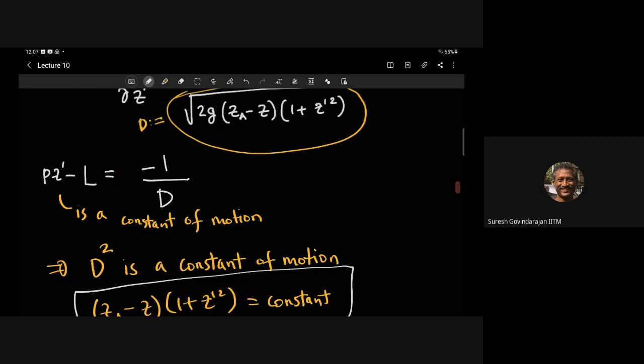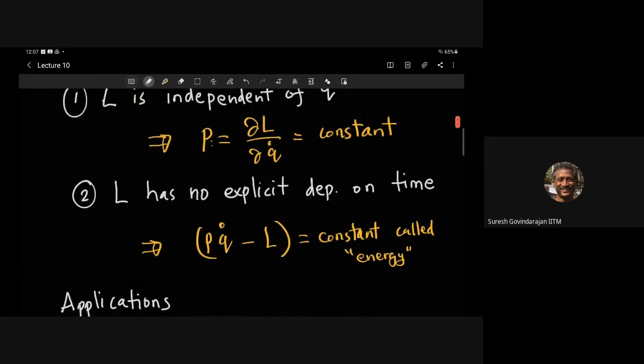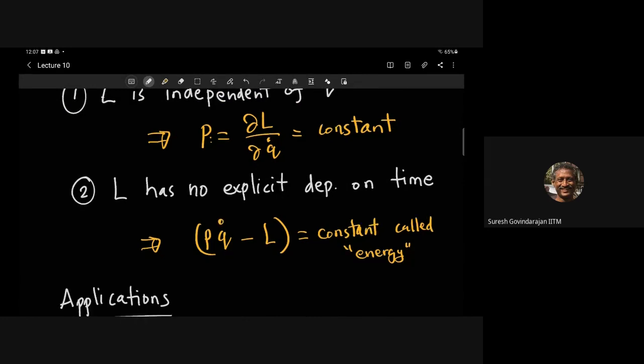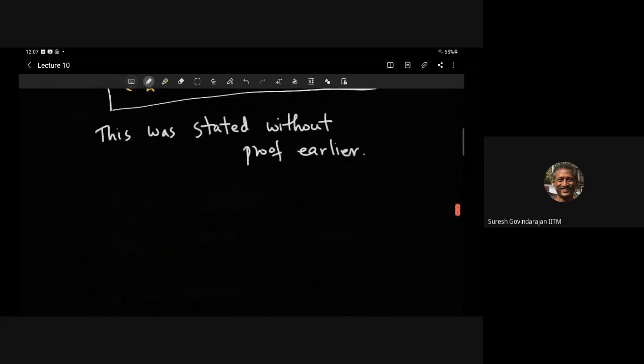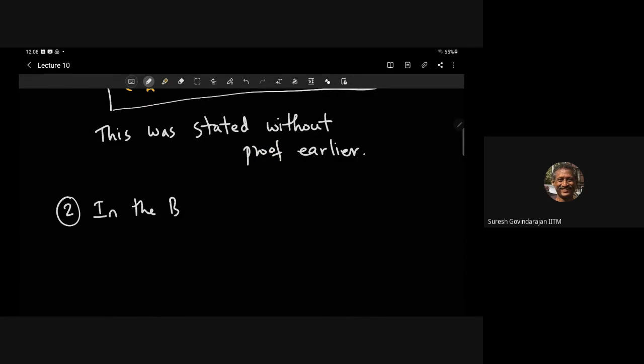So this is an application of the second item here, but for the same problem we can do a little bit of a rewrite. Application two: in the Brachistochrone problem, we chose Z as a function of x. So x was the independent variable and z was the dependent variable. We can exchange roles.